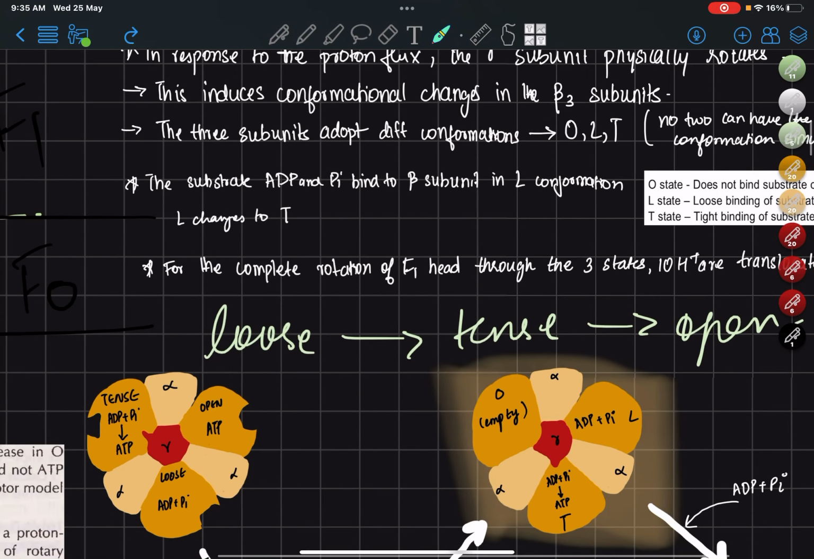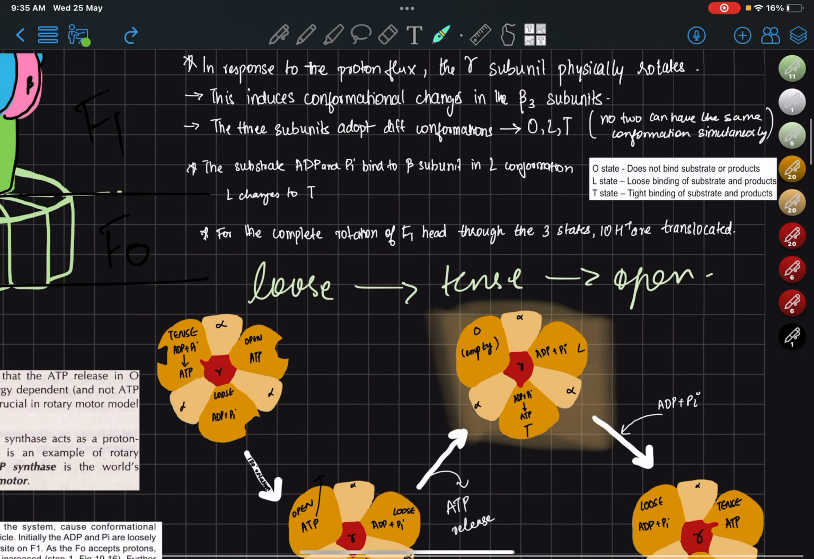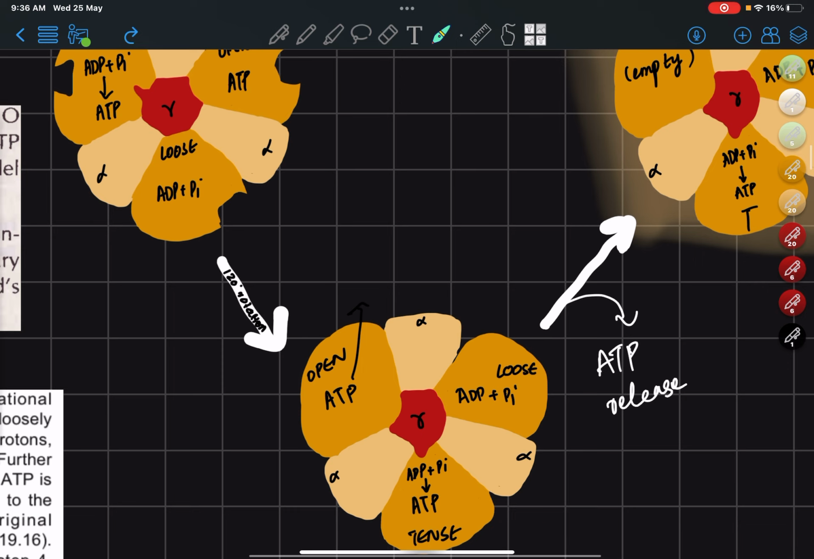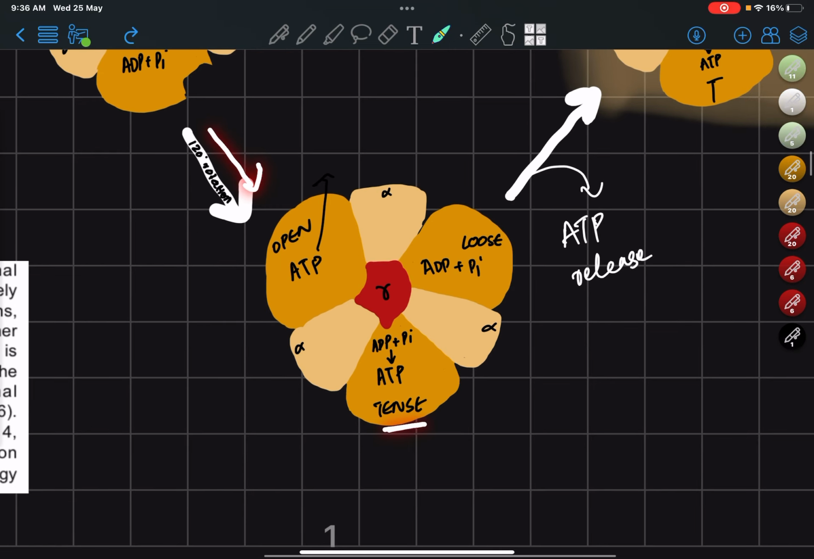So coming back to how these changes occur, the order is loose to tense to open. In the loose state, ADP and Pi bind to the beta subunit, that is in the L conformation. If you see here, the ADP and Pi are bound here. Then energy proton flux occurs, there's rotation, and this becomes the tense state. Formation of ATP takes place.